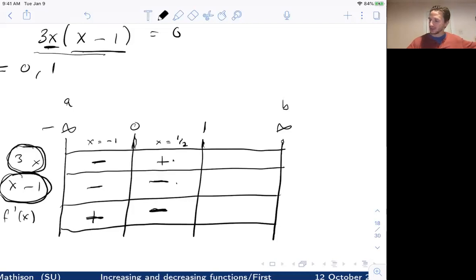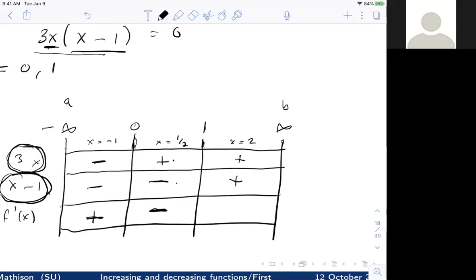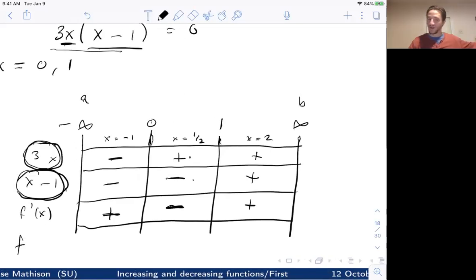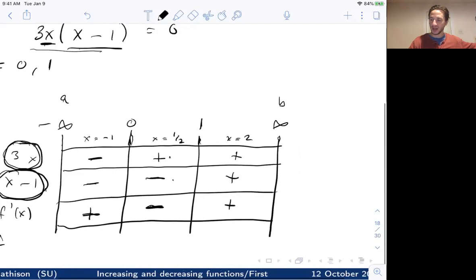Good. Lastly, what test number should I plug in between 1 and infinity? x equals 2. Very good. I'm going to use x equals 2 here. So what sign does 3x have when x is 2? Positive. What sign does x minus 1 have when x is 2? Positive. So what sign does f prime have when x is 2? Positive. Very good.